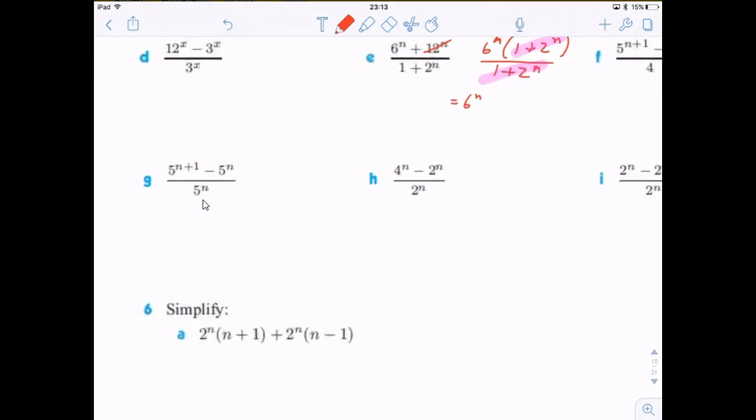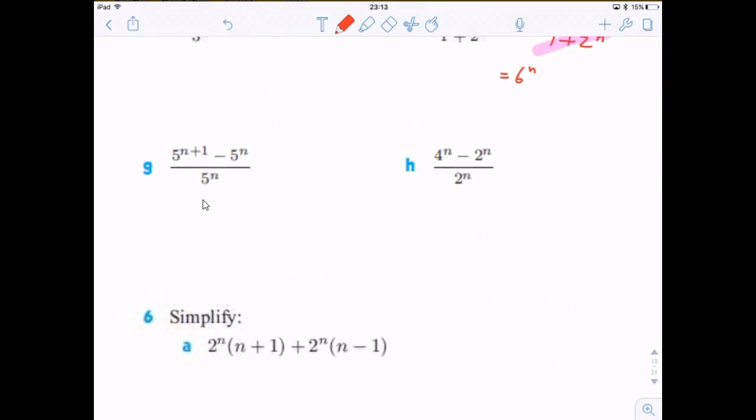Okay, and then G. 5 to the n plus 1 is equal to 5 to the n times 5 to the 1, right? Same base, different exponents. And I can factor out a 5 to the n now. I'll factor out 5 to the n. I'm left with 5 to the 1 minus 1. I'm dividing by 5 to the n. I can cancel those out. Then I'm left with 5 minus 1, which is 4.